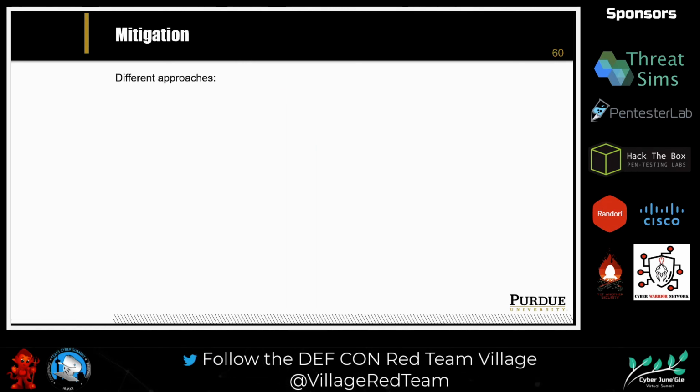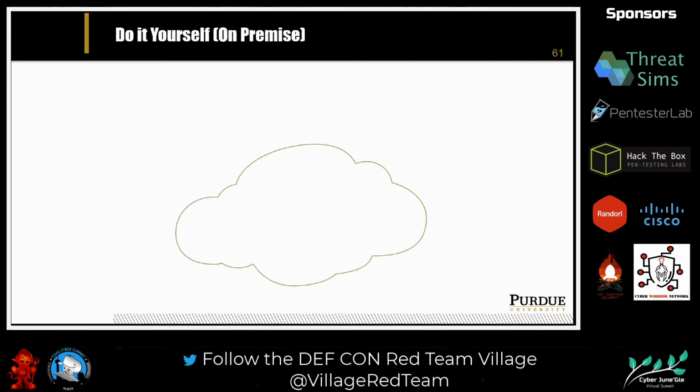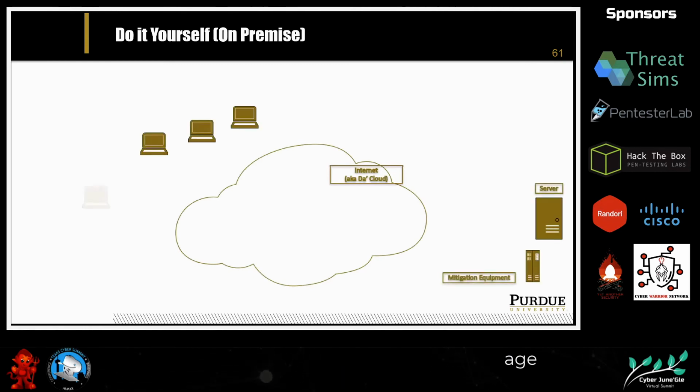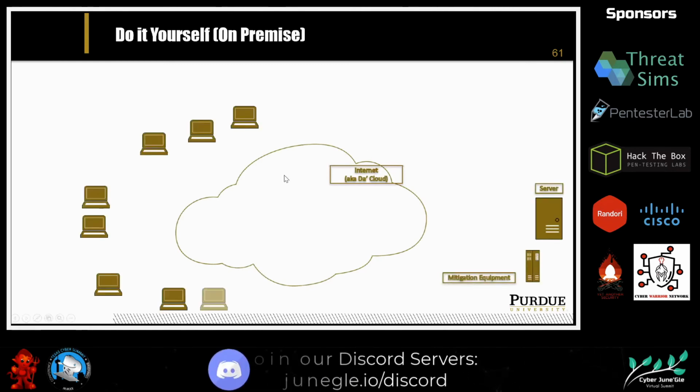Okay, so mitigation, the approaches, as I mentioned, you can either do it yourself or you can outsource it. The outsourcing can basically be on demand or always on. So what are the differences? And then you have the hybrid, which is basically a combination of both of them. So if you have on-premise mitigation, here we have the cloud, which used to be known as the internet.